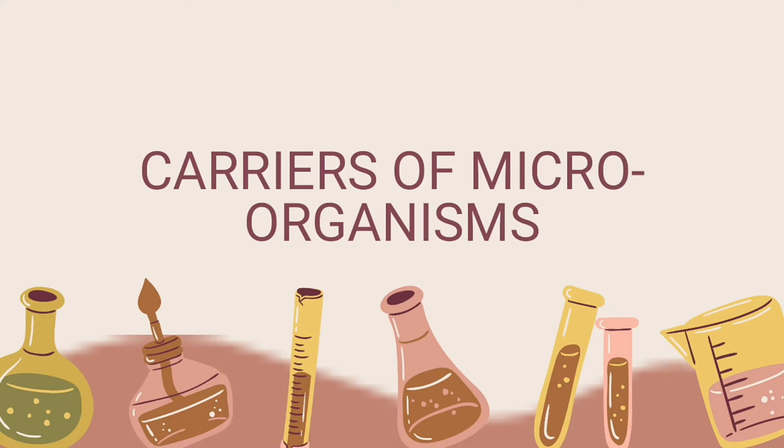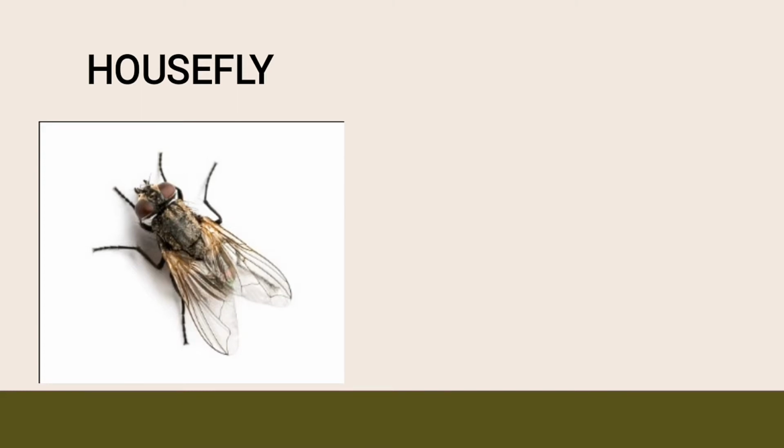So animals that carry pathogenic organisms are known as vectors. All together. These carriers are not the ones that cause disease, which are referred to as what? As pathogens. Then let's talk about various carriers of microorganisms. The first one we have there is the housefly. The housefly causes diseases of what? Cholera or typhoid. So that's one.